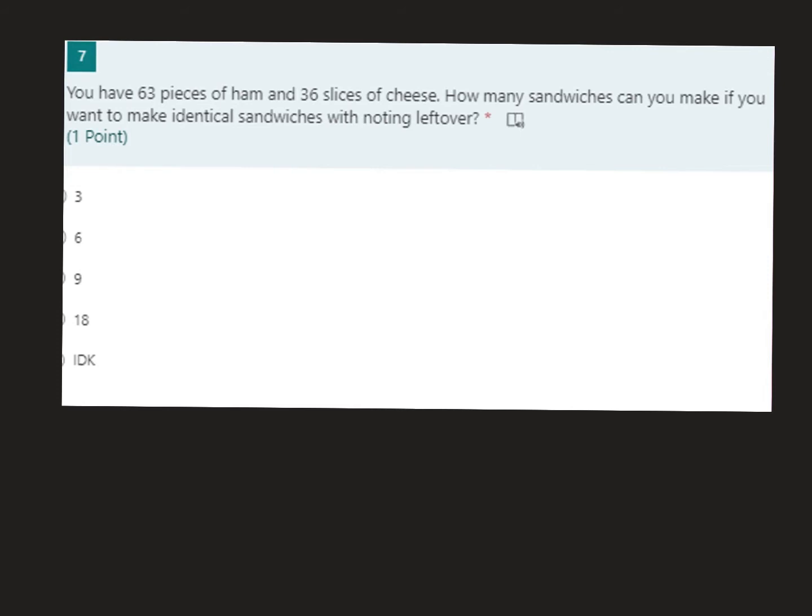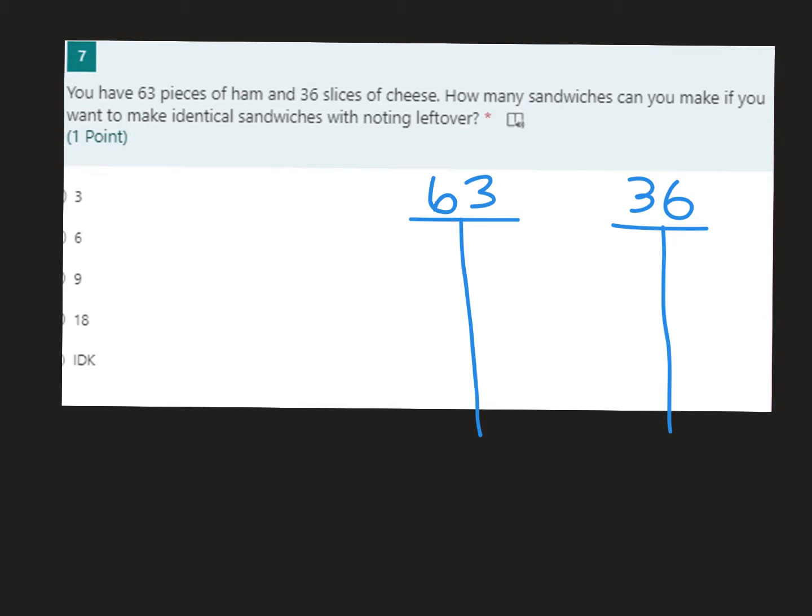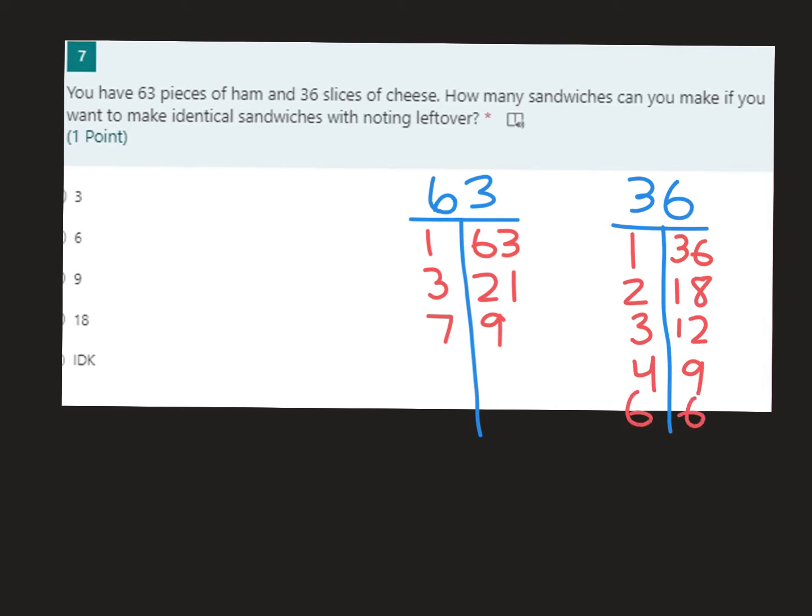We need to find the greatest common factor between 63 and 36. In order to find our greatest common factor, we have to list all of our factors of 63, all of our factors of 36, and find the greatest one they have in common. So factors for 63, we have 1 and 63, 3 and 21, 7 and 9. Then for 36, 1 and 36, 2 and 18, 3 and 12, 4 and 9, 6 and 6.